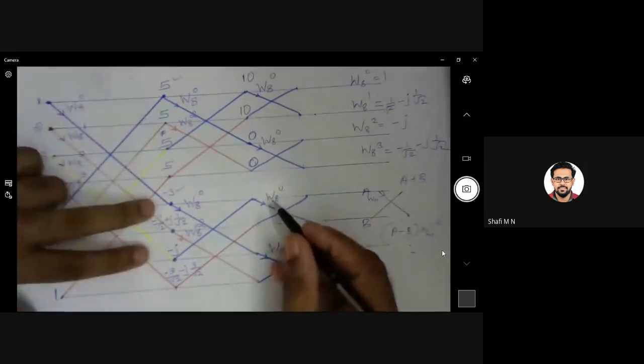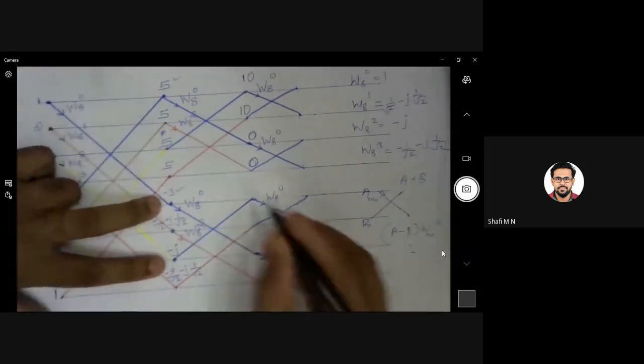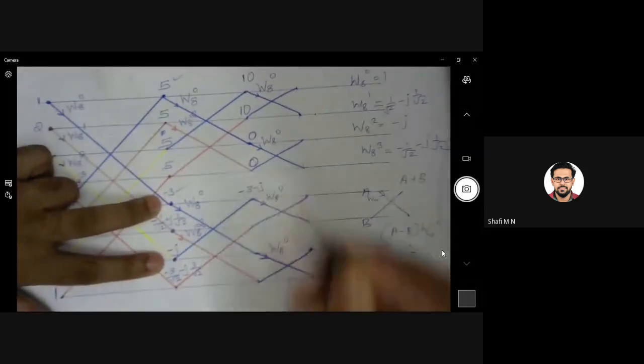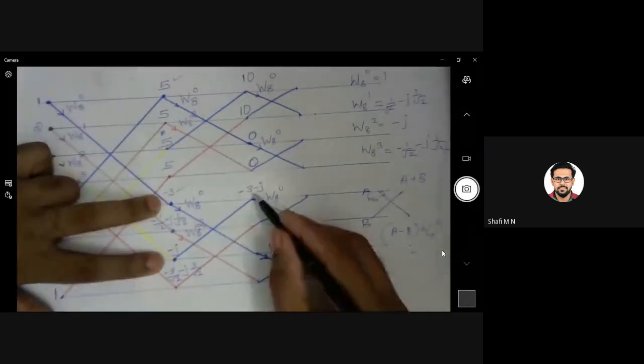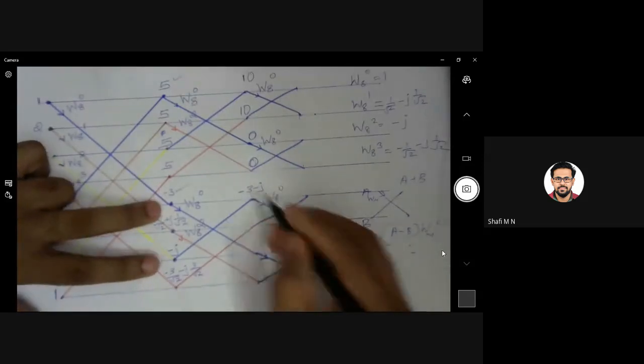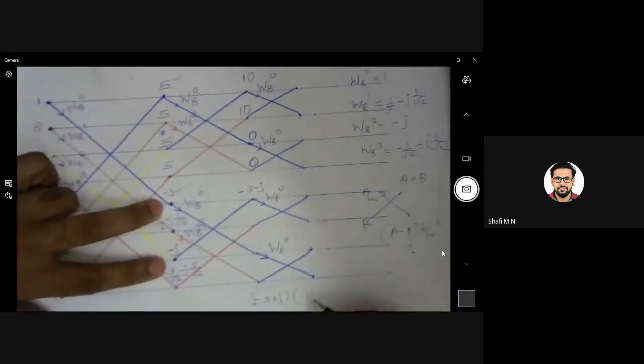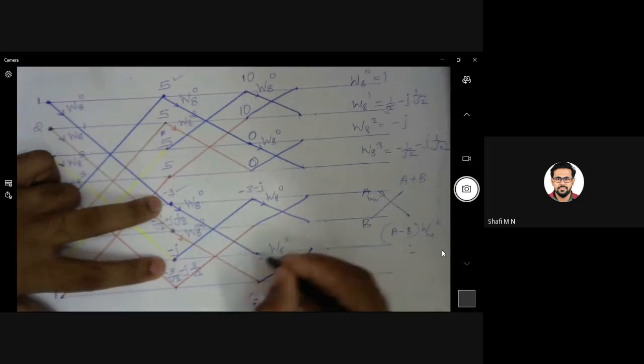Coming to the next blue butterfly, minus 3 plus minus 3 minus j. So this is minus 3 minus j. Upper arm is just a plus b. Lower arm is minus 3. Here you have to do a multiplication. I will write over here minus 3, a minus b. So plus j, minus 3 plus j into the twiddle factor. What is the twiddle factor? W8^0. So W8^0 is 1. So this is minus 3 plus j. Here you will have minus 3 plus j.